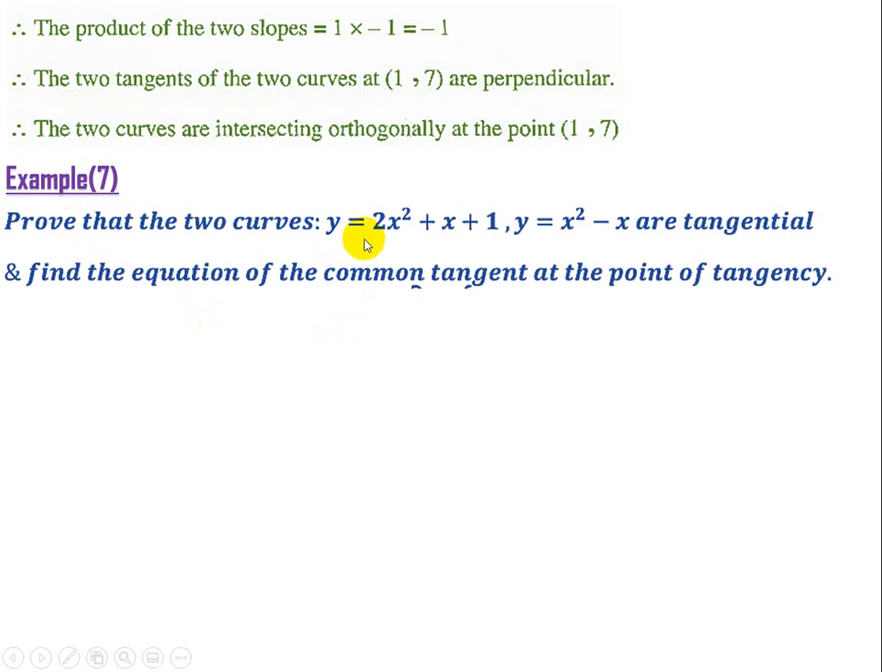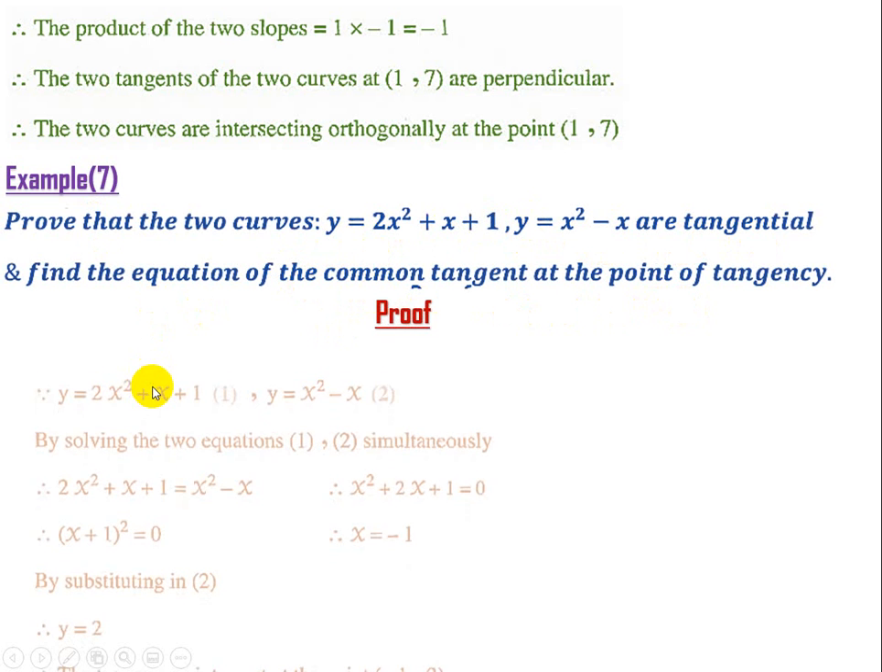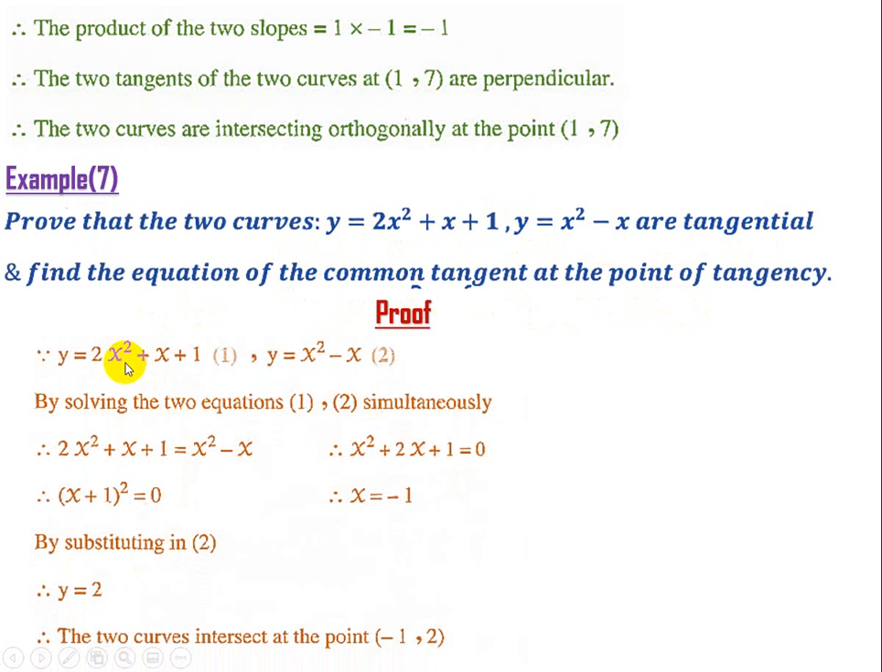Prove that the two curves y equals x squared plus x plus 1 and y equals x squared minus x are tangential, and find the equation of the common tangent at the point of tangency. y equals x squared plus x plus 1, we call it equation 1. y equals x squared minus x is equation 2.